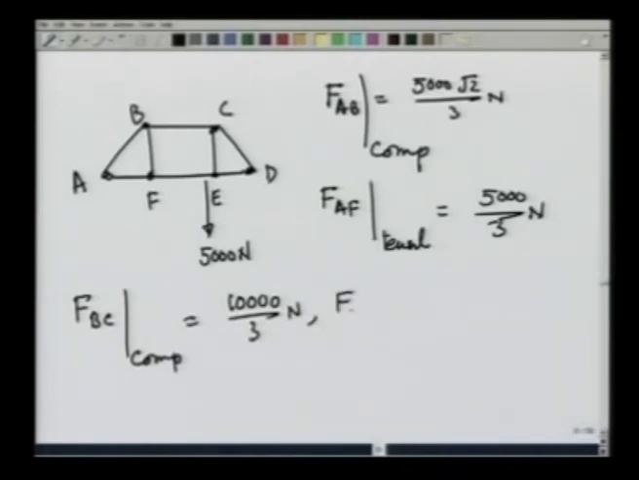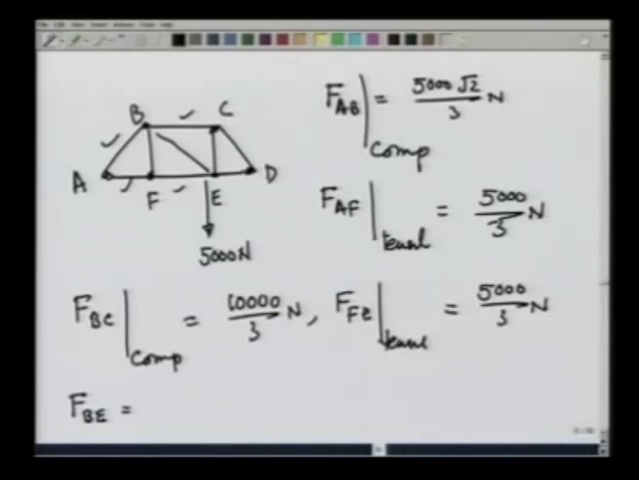Then FFE came out to be tensile again, and its value was 5,000 over 3 newtons. AB, BC, FE are done, that is 4 members with AF. Then FBE came out to be tensile, and its value was 5,000 root 2 over 3 newtons. FBF came out to be 0. So, we have done BF, we have done BE.